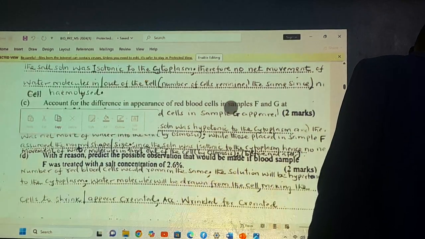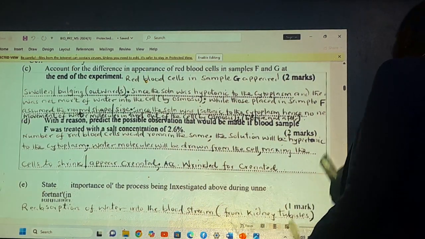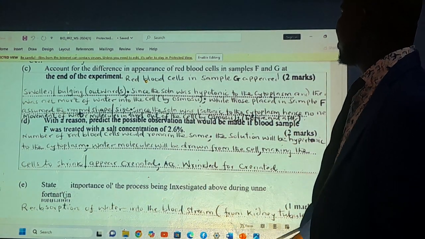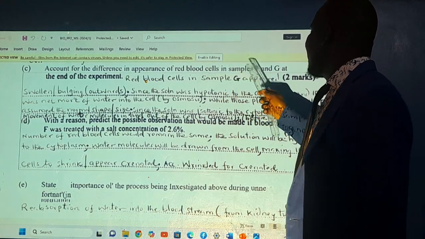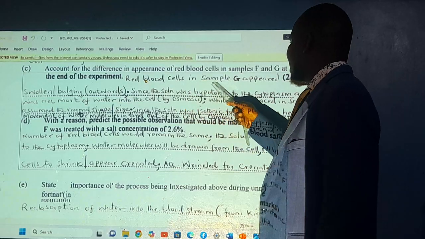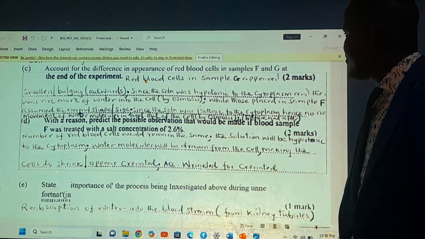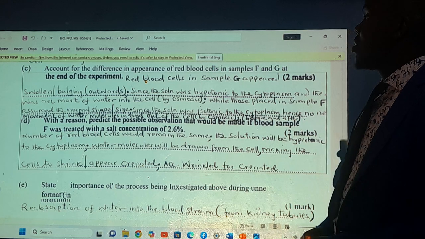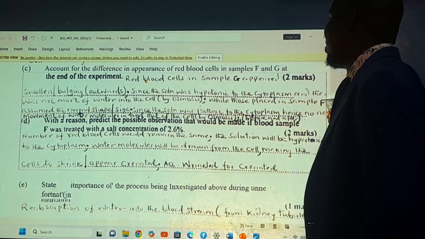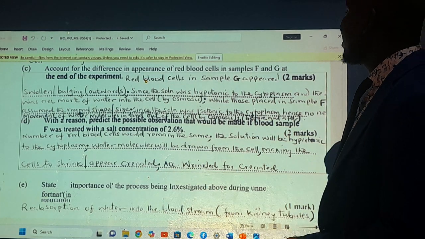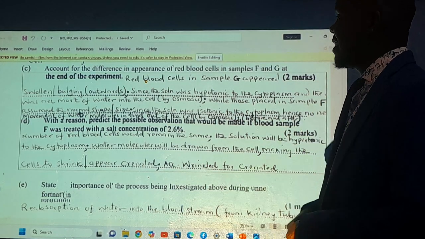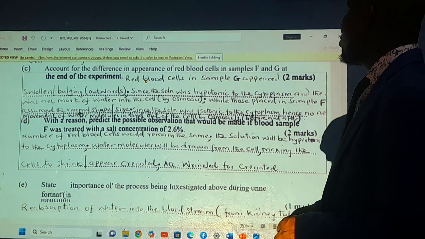You account for the difference in the red blood cell sample in F, which was treated with the same concentration. So we're speaking about what? No, sorry, red blood cell in sample F and G at the end of the experiment. We're speaking about red blood cell in sample G. Which is that sample G? Appeared swollen, bulging outwards, since the solution was hypotonic to the cytoplasm and there was net movement of water into the cell by osmosis, while those placed in F assumed the normal shape since the solution was isotonic.